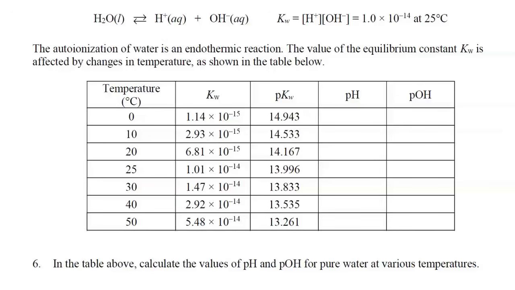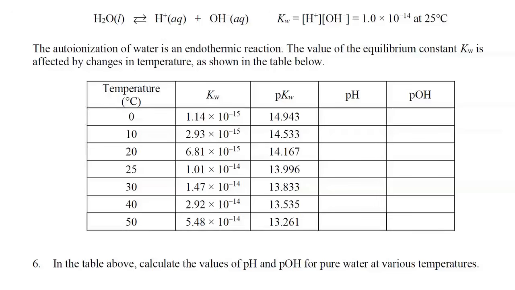And as you learned in Unit 7 on equilibrium, when you were studying Le Châtelier's principle, the value of the equilibrium constant is affected by changes in temperature. So in the table below, on the far left, you see that the temperature changes from 0 degrees Celsius to 50 degrees Celsius. The value of Kw is steadily increasing as you go from top to bottom down this table. So the Kw at 0 degrees Celsius is 1.14 times 10 to the negative 15. And the value of Kw at 50 degrees Celsius is a larger value. It's 5.48 times 10 to the negative 14.